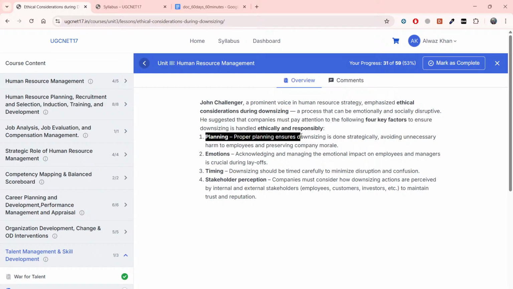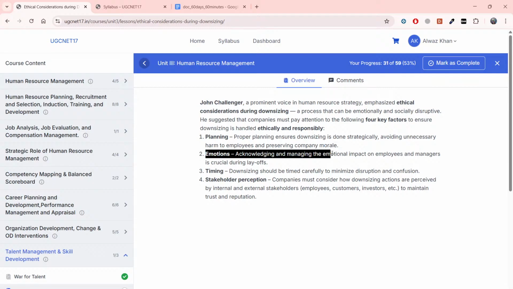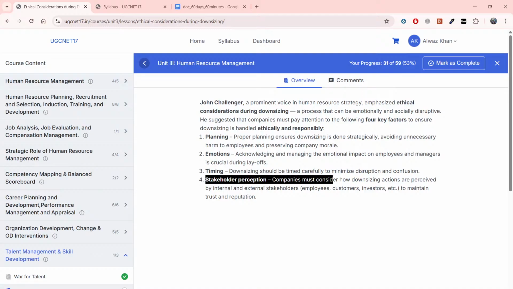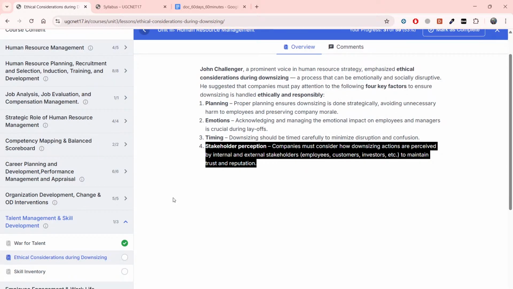Proper planning ensures downsizing is done strategically, avoiding unnecessary harm to employees and preserving company morale. Emotions: acknowledging and managing the emotional impact on employees and managers is critical during layoffs. Timing: downsizing should be timed carefully to minimize disruption and confusion. Stakeholder perception: companies must consider how downsizing actions are perceived by internal and external stakeholders to maintain trust and reputation.